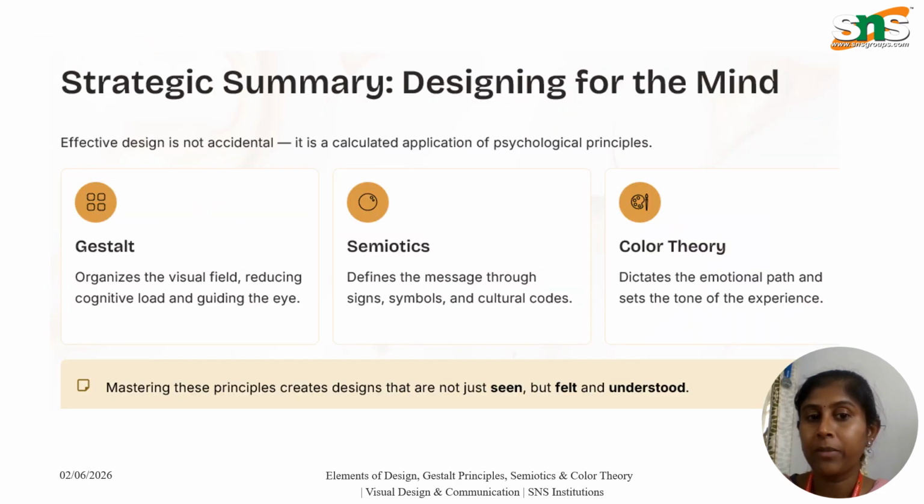Now let's quickly summarize today's concepts. Gestalt principles organize visual information and help users understand content quickly. Semiotics gives meaning to symbols and visual elements. Color theory creates emotional connections and improves user engagement. The most important takeaway is that successful design is not created by chance. It is a result of applying these principles thoughtfully to communicate effectively.